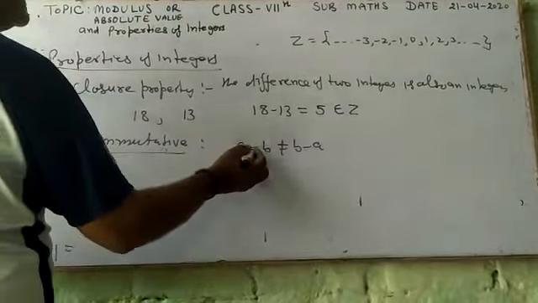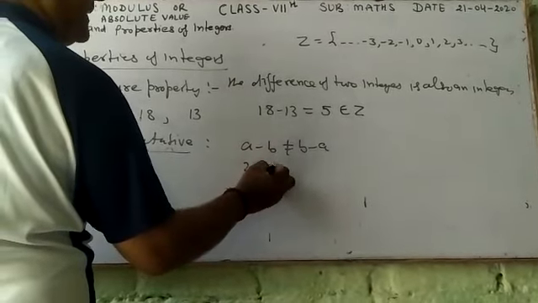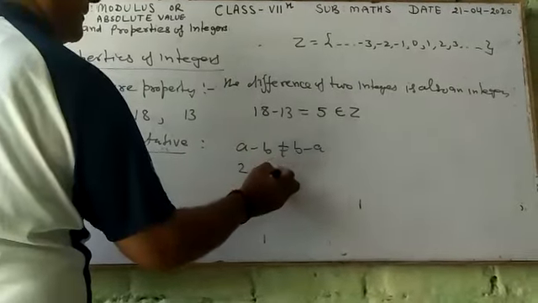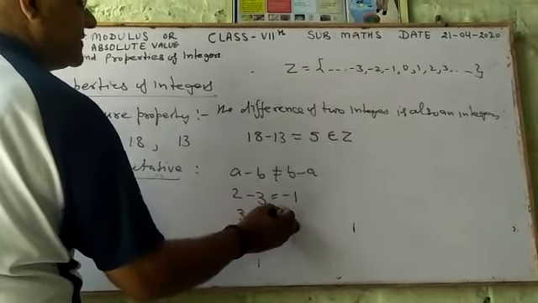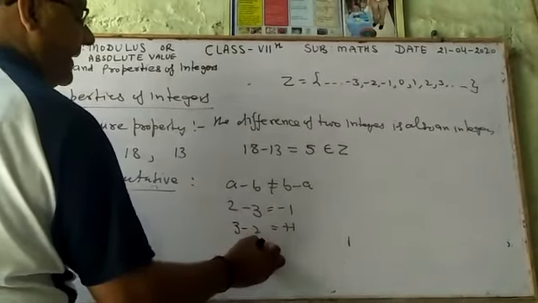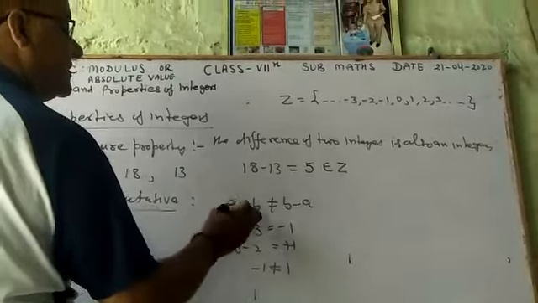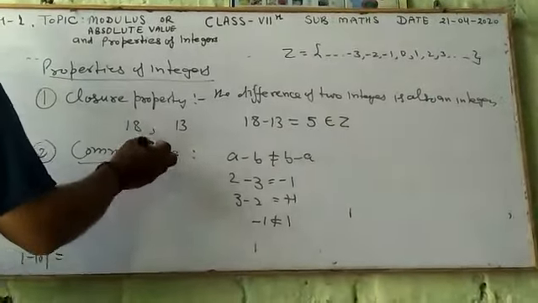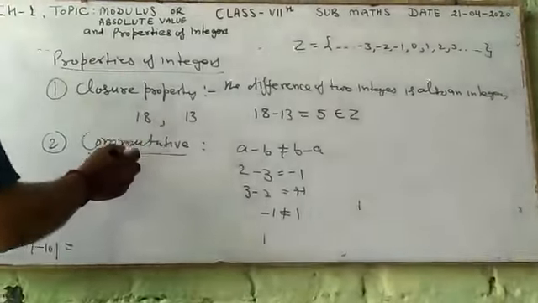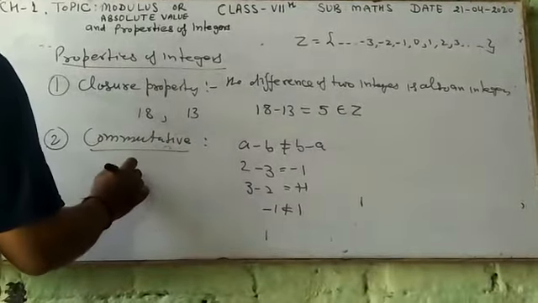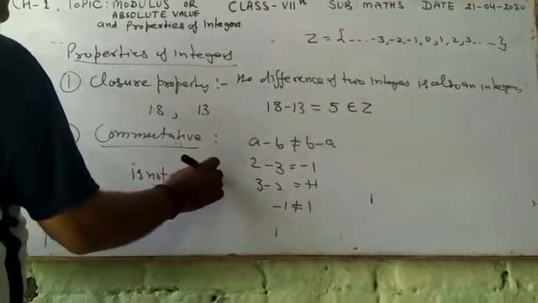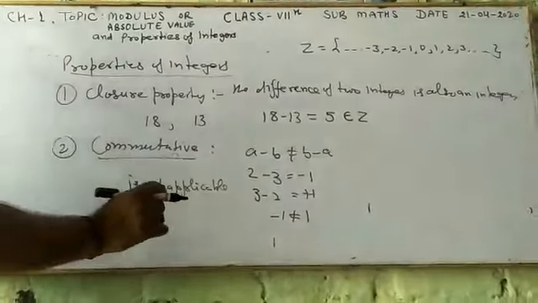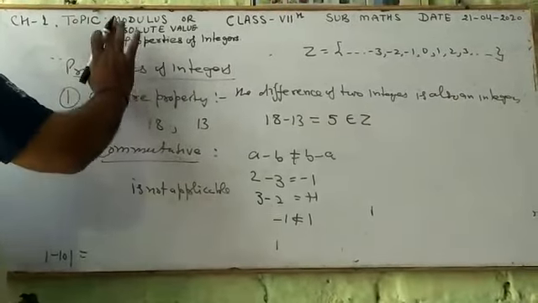We are given two numbers, just like 2 and 3. So 2 minus 3, we write down minus 1, and 3 minus 2 is equal to plus 1. We look here, minus 1 is not equal to plus 1. So the commutative property of integers is not applicable. So students, I am telling about only two properties here and modulus.